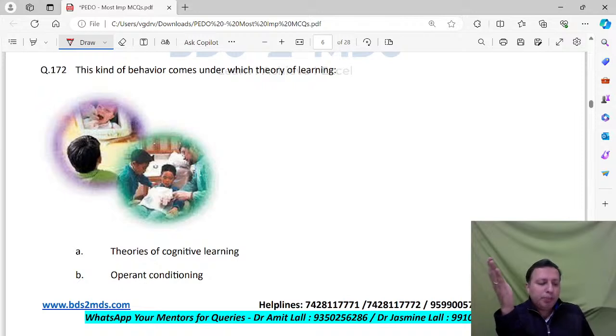The material of choice for the pulpectomy for the primary teeth is definitely a calcium hydroxide and iodoform based material, as well as Endoflas, if you have it. But in the options they are not mentioning Endoflas, so we will be going with either Metapex or Vitapex.